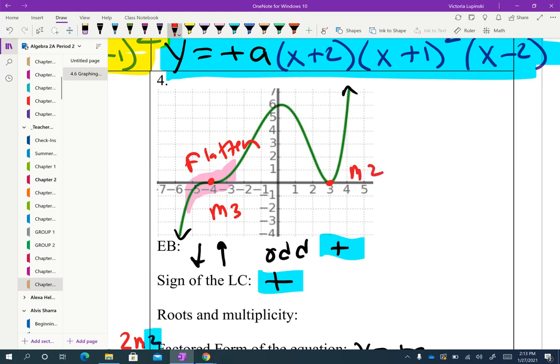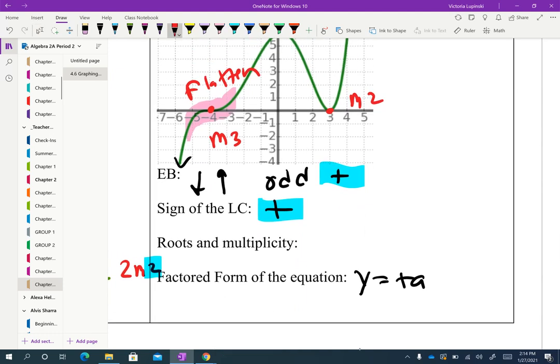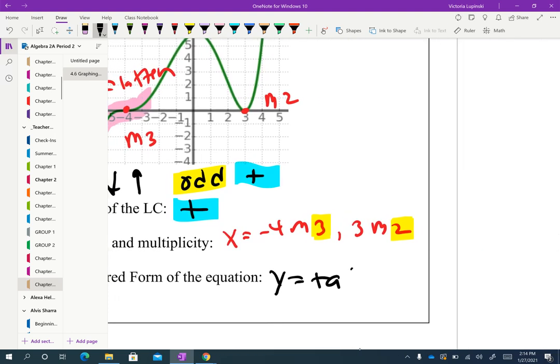Just so you know, after multiplicity 3, there are still behaviors. They kind of start repeating for multiplicity 4 and 5, but you're only responsible up to 3. So you're going to go ahead and list them. You're going to say that x equals -4 M3 for the flatten, and then +3 M2. Better safe than sorry. 3 plus 2 is 5, which is odd. That's good. And then for your final answer here, if you want -4 to be an answer, you're going to say x plus 4, and that's going to have to be cubed. And then you're going to say x minus 3, and that's going to have to be squared.